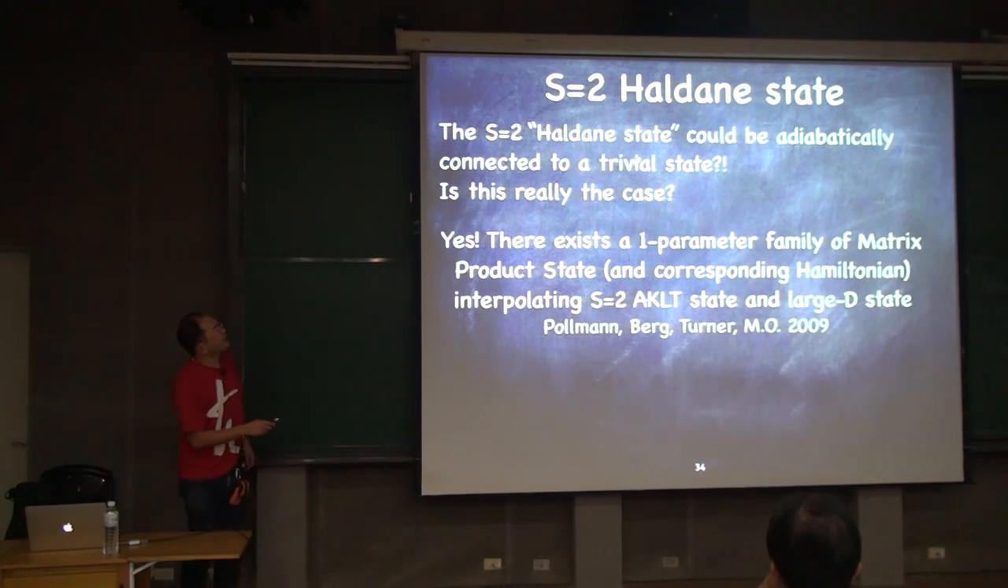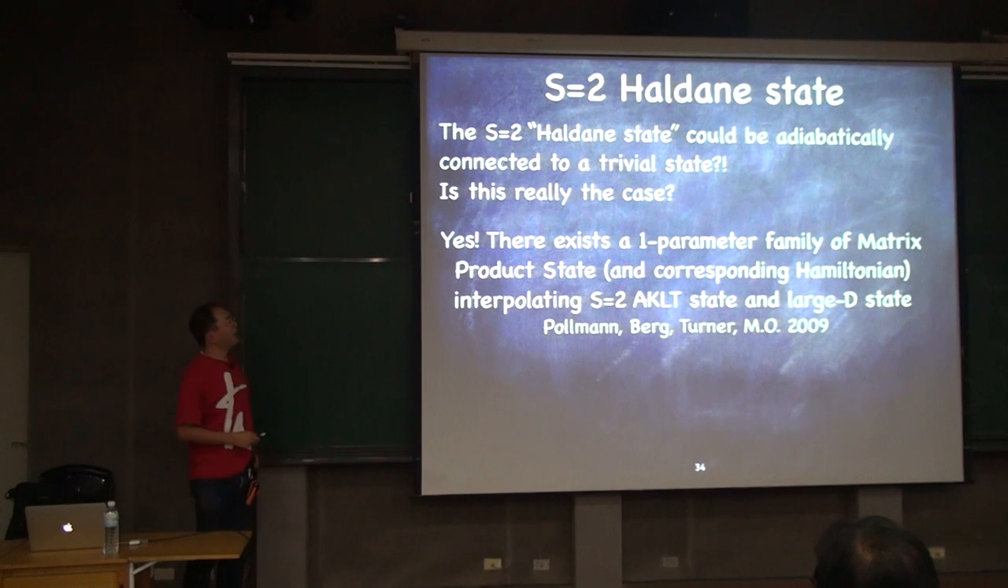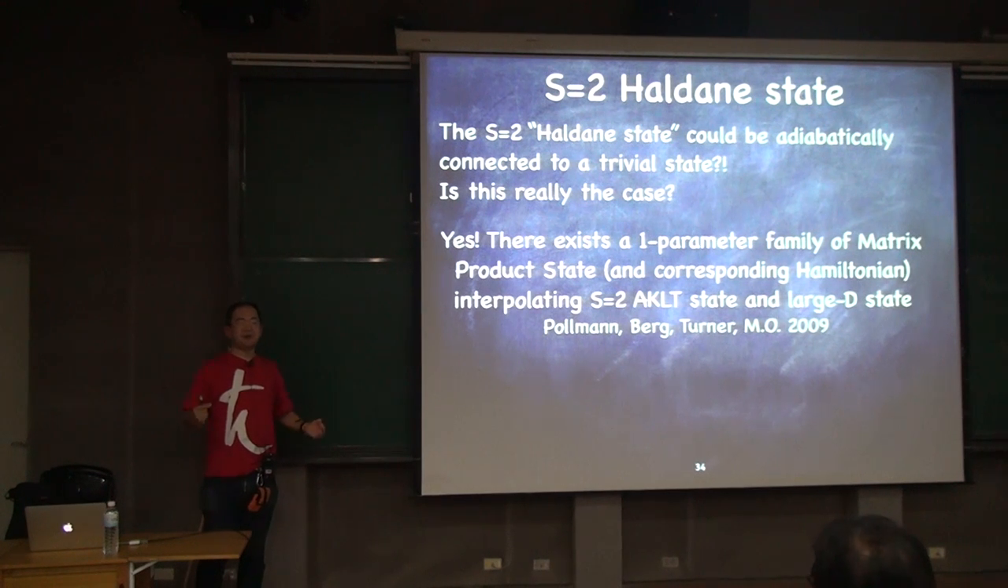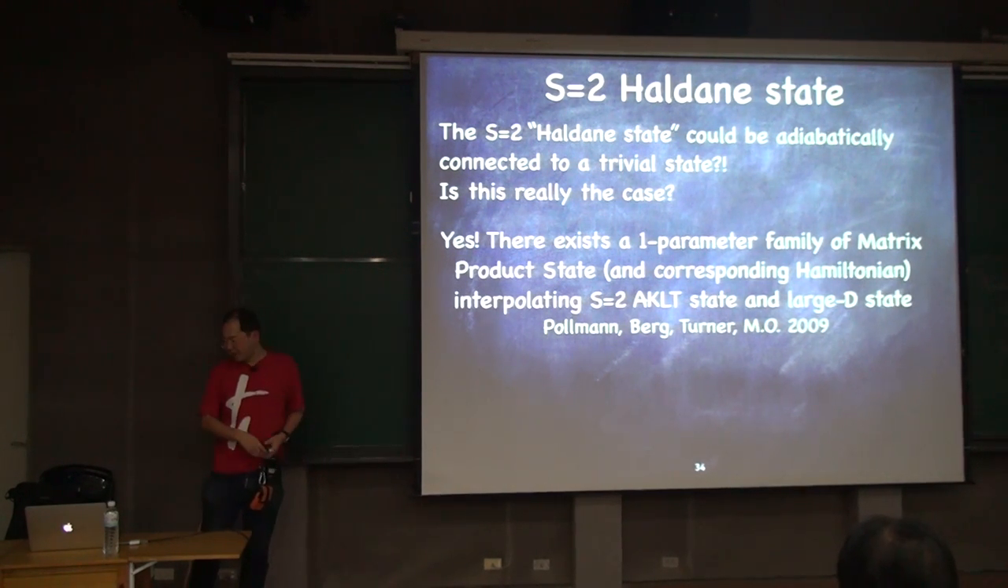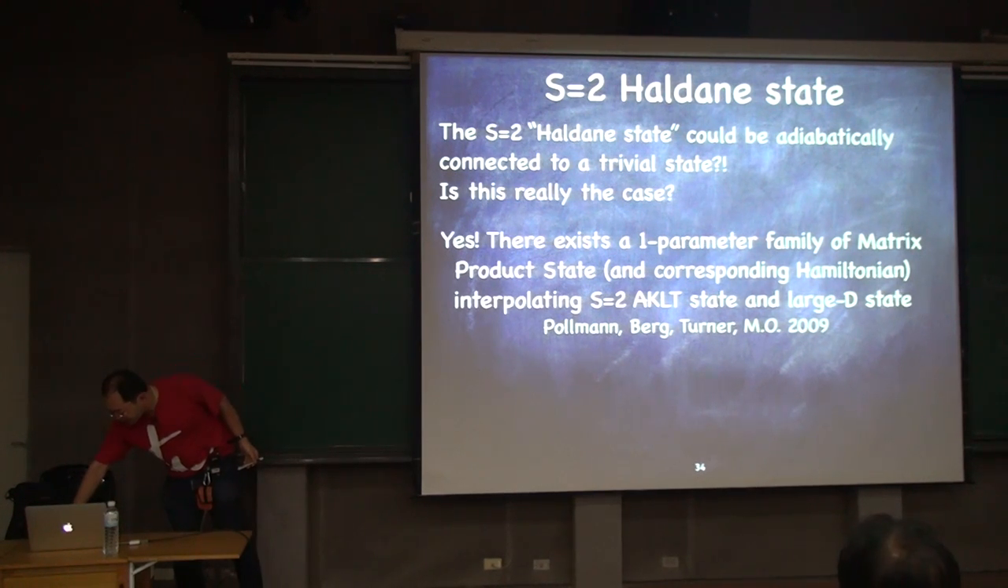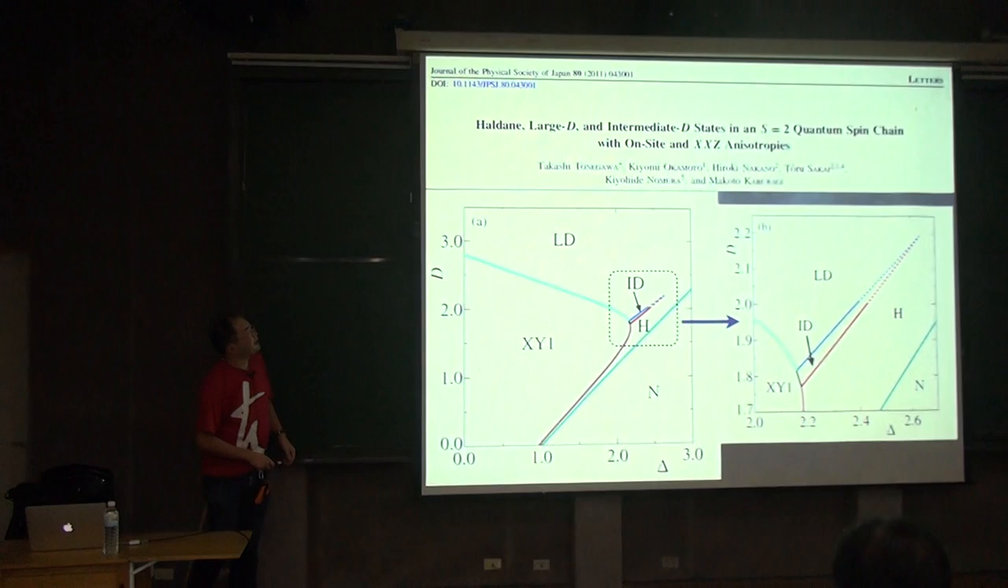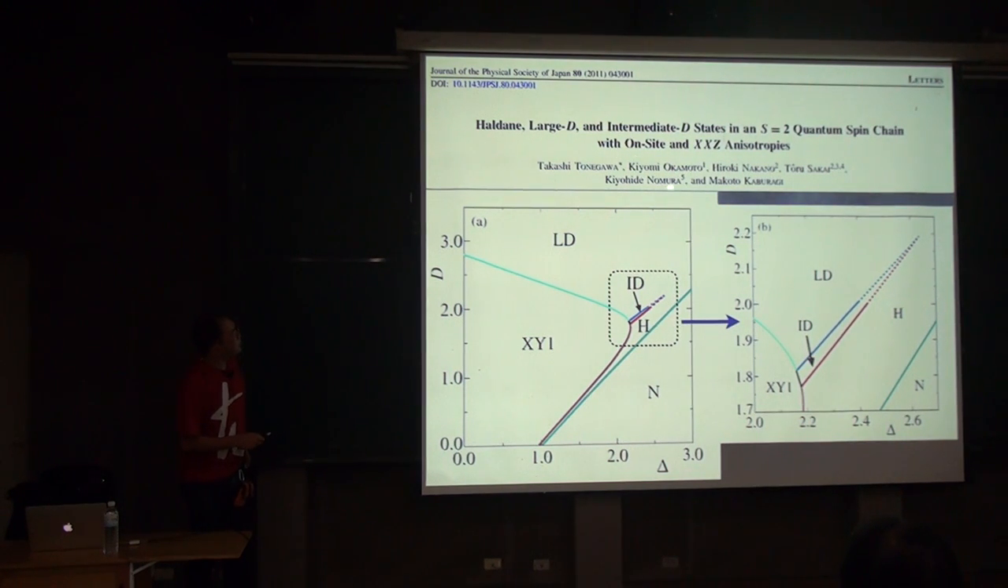So our conclusion is that, as I said, the spin 2 Haldane state looks very non-trivial, but in fact can be adiabatically connected to a trivial state, even if you impose the same set of symmetries. And in fact, in our paper, we found an exactly solvable model which connects the spin 2 AKLT state to a trivial state, which is exact, but the Hamiltonian is very complicated, so I wouldn't even try to show the Hamiltonian here. But after our paper, there were some numerical calculations, for example, by Japanese researchers, Professor Tonegawa and company. They did study the phase diagram of the spin 2 Heisenberg chain with some anisotropy D.